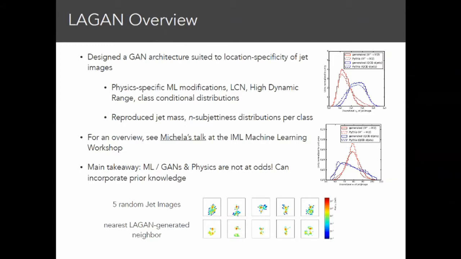And I'd like to emphasize that this was very much a proof of concept that validated us going along the calorimeter trajectory. We've talked about this a few times, in Michaela's talk at the IML machine learning meeting. This is a link. It contains a lot more details that might be useful if you're thinking of doing something down this path. But the main takeaway from the LaGAN is that ML and GANs, all these newfangled tricks, and physics are not at odds. And we can incorporate prior knowledge and use our knowledge of what the domain looks like to construct architectures that make sense.